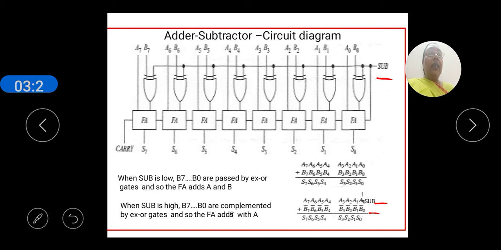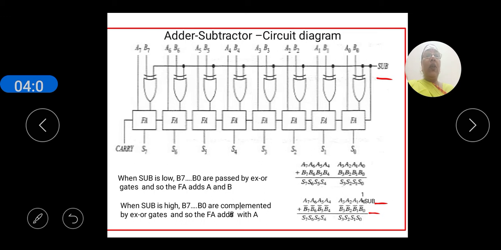So here the 2's complement is found by inverting the number B0 to B7 by the controlled inverter, that is by the exclusive OR gate, and then adding 1, that is sub 1, to the 1's complement. So it's like having the 2's complement of B. When you add the 2's complement of B with A, it's like performing the subtraction A minus B. So whenever sub is high, we are finding the subtraction, that is A minus B.